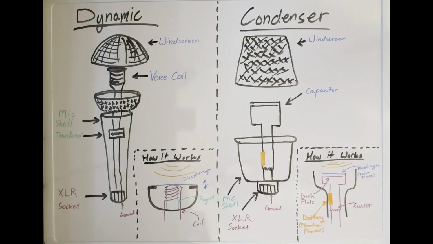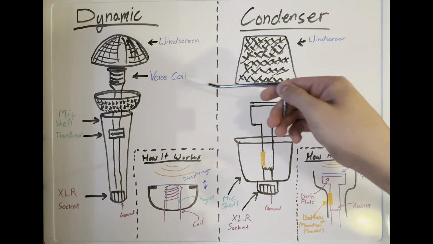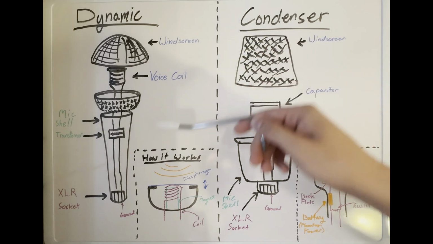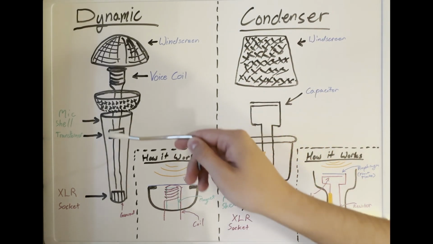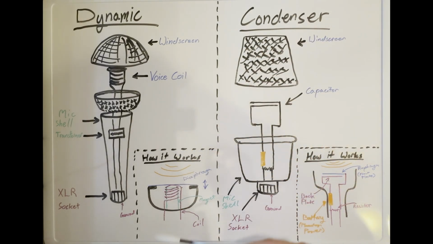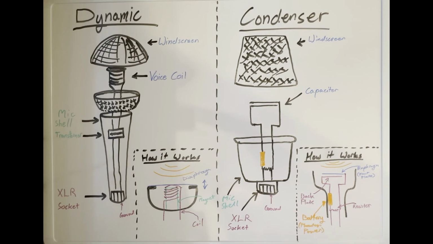So let's break down the construction of dynamic and condenser mics separately. With a dynamic mic, it's pretty simple construction. You have your voice coil, your windscreen, your mic shell, a simple transformer, an XLR jack, and your ground wire, and then your circuit wires, which will run your signal through whatever you're running your microphone through.